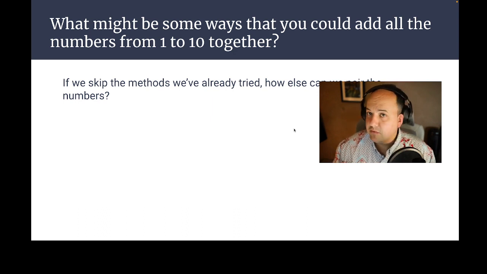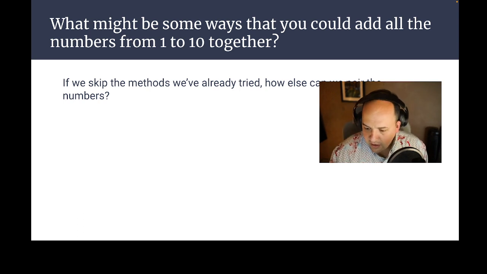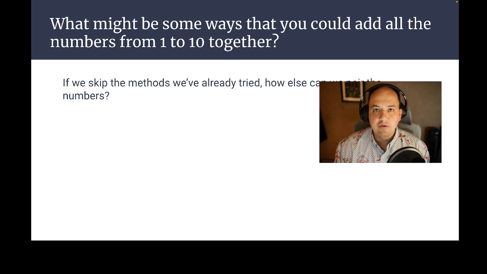If we skip the methods we already talked about, right? 1 plus 2 plus 3 plus 4 plus 5 plus 6, so on. If we don't do 1 plus 2, 3 plus 4, so on and so forth, in a kind of tree structure, what are some other ways we could think about adding these numbers together?